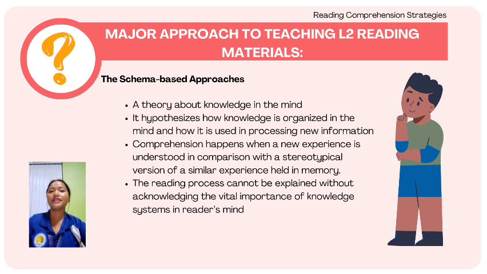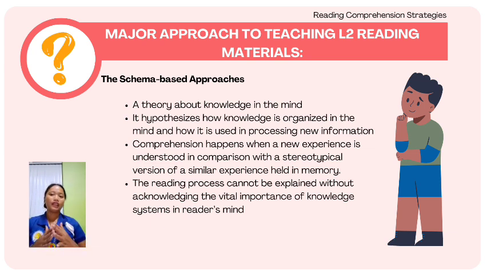It hypothesizes how knowledge is organized in the mind and how it's used in processing new information. So, when we read, our brain does not simply process words in isolation. Instead, it actively connects new information to what we already know. This means that reading comprehension depends not only on linguistic ability, knowing vocabulary and grammar, but also on our prior knowledge related to the topic.